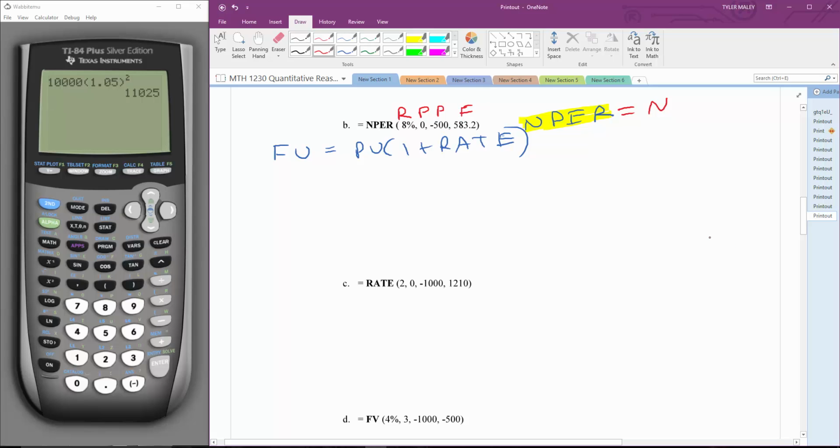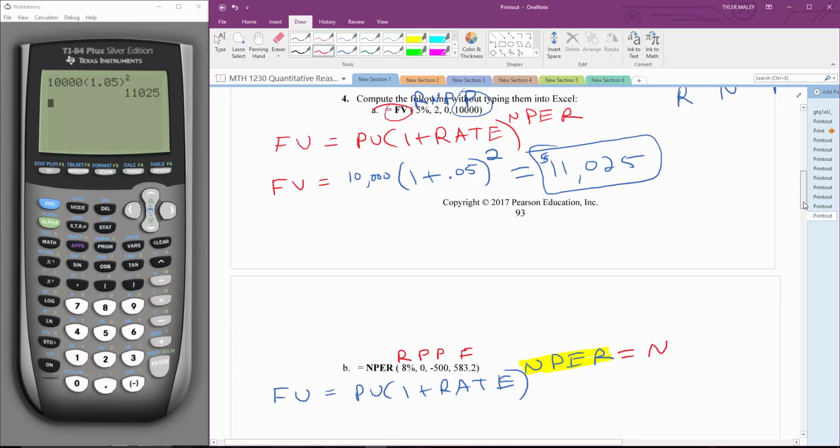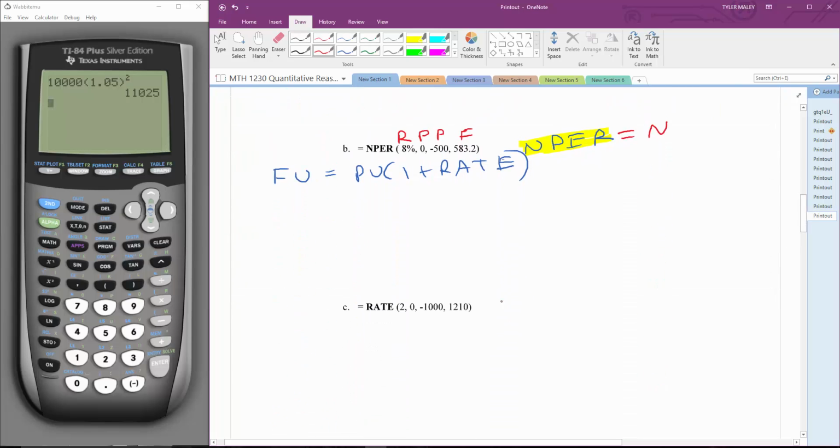So my payment here is 0. And before, my payment was also 0, right? And in C, you'll note that my payment is also 0. So with these examples, when the payment is 0, we can use this equation. We're not adding anymore. We're just putting some money in and seeing what happens. In part D, our payment will not be 0, and we'll see how we have to do that using a table.